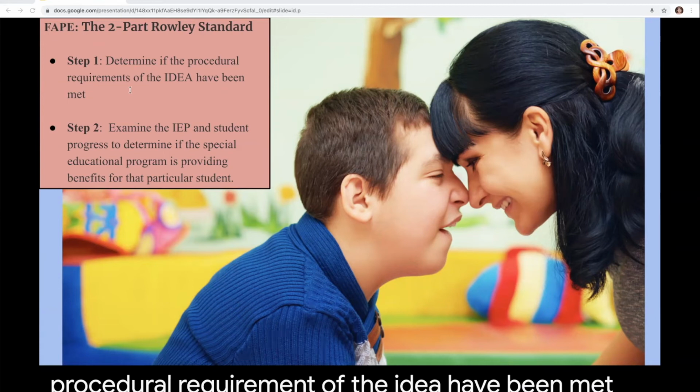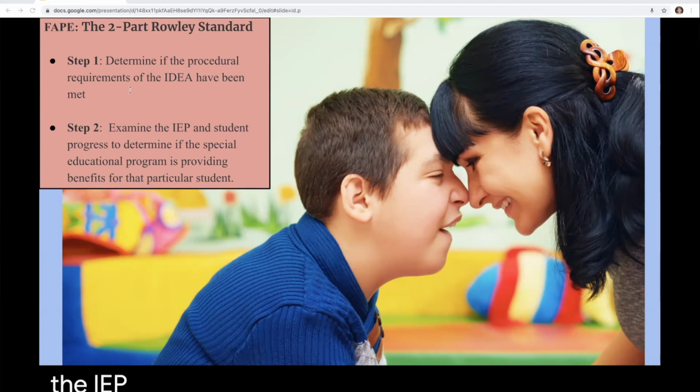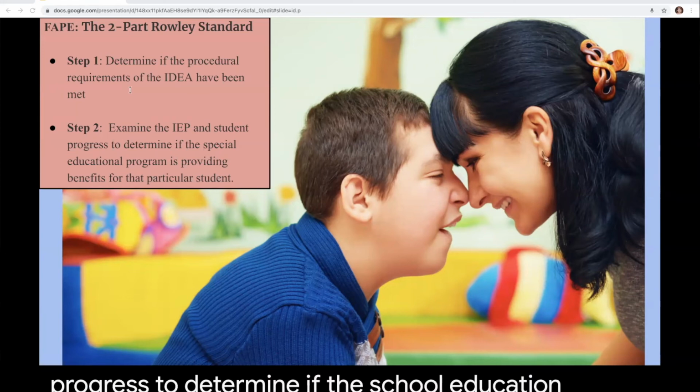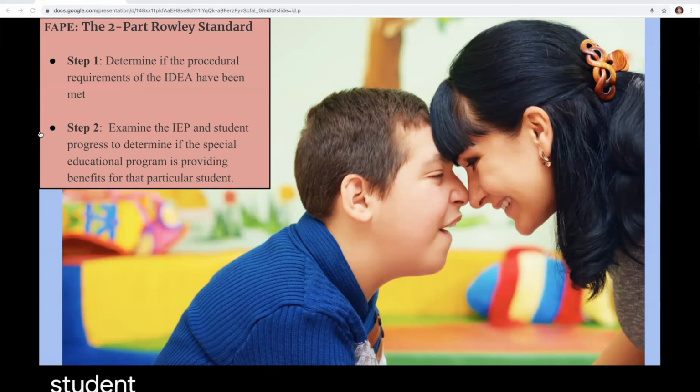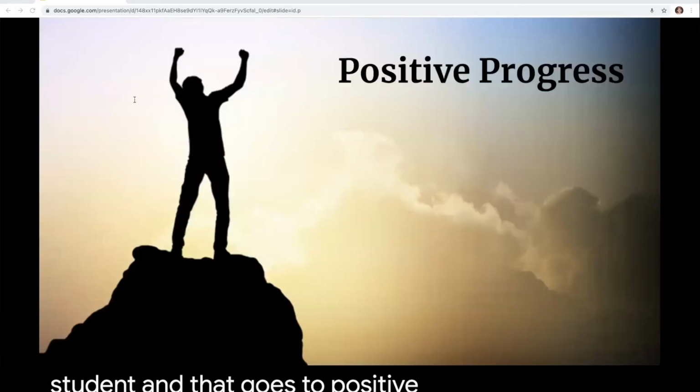Step 2, examine the IEP and the student progress to determine if the special education program is providing benefit for that particular student. And that goes to positive progress.